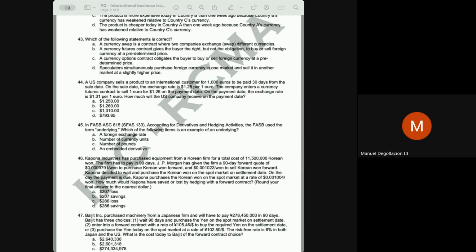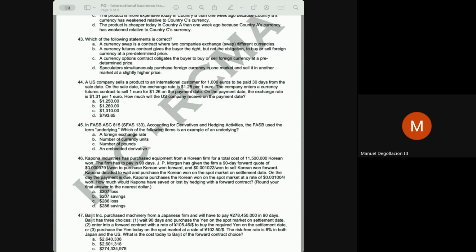44, a US company sells a product to an international customer for €1,000 to be paid 30 days from the sale date. On the sale date, the exchange rate is 1.25 per euro. The company enters a currency futures contract to sell €1 for 1.26 on the payment date. On the payment date, the exchange rate is 1.31 per €1. How much will the US company receive on the payment date?